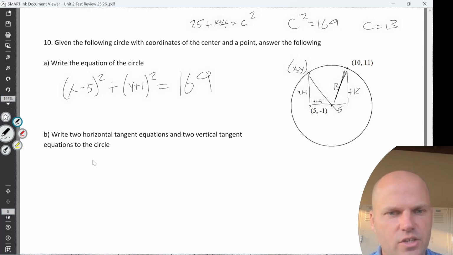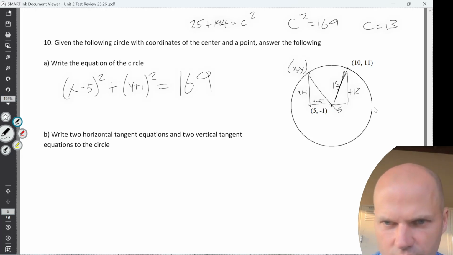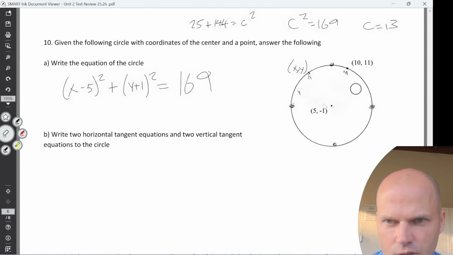Write two horizontal tangent equations and two vertical tangent equations to the circle. Well, this is the nice thing about having a radius that is 13. We should be able to get four easy points on the circle, and we should be able to see what the horizontal and the vertical tangents look like. So what are these four easy points that are going to be 13 away? Well, we can add 13 and subtract 13 from the x and the y's.